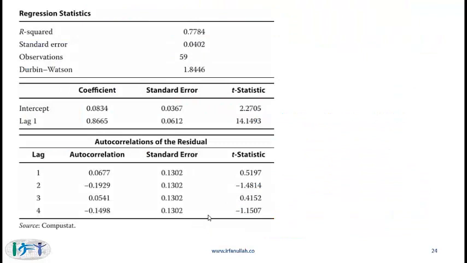So this is a sample output from an AR model. The R squared looks decent, the standard error is low, so this is the number of observations. Durbin-Watson, is this going to be of any use to us? It's not, but the regression tool doesn't know exactly what we are doing, so it will give us the Durbin-Watson anyway. We ignore it. Now let's look at the data.